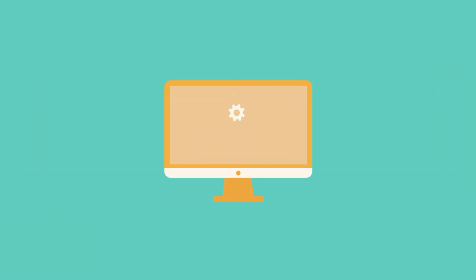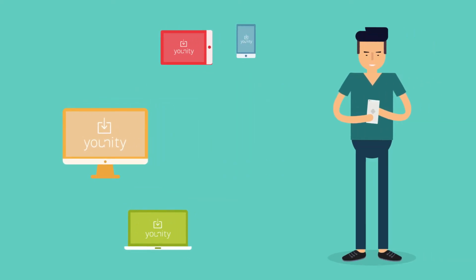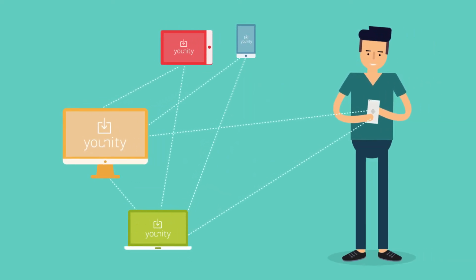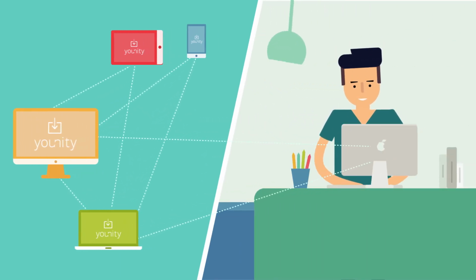There's no syncing, configuration, or technical setup needed. Just download Unity on any computer you want to access and install the Unity app on your mobile phone or tablet. Once the connection is complete, you will have ultimate access to all of your stuff, wherever you are.